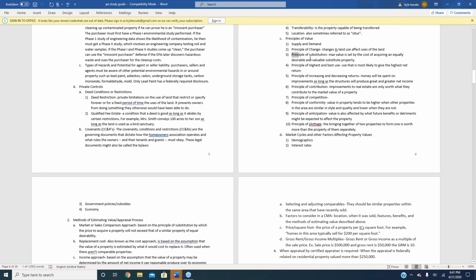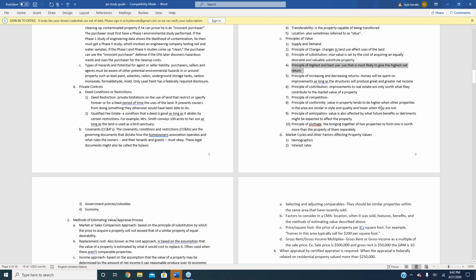Principles of value here, number 3, the principle of substitution. We're going to talk about this a little bit later, but this is a principle of value that states the cost to acquire one property generally shouldn't exceed the cost to acquire a similar property of equal desirability. So this is the principle of value that we use with the sales comparison approach. When we get to the sales comparison approach, we'll talk about this again.